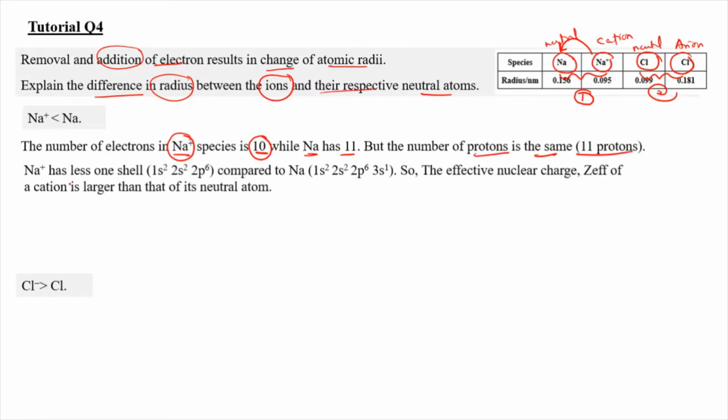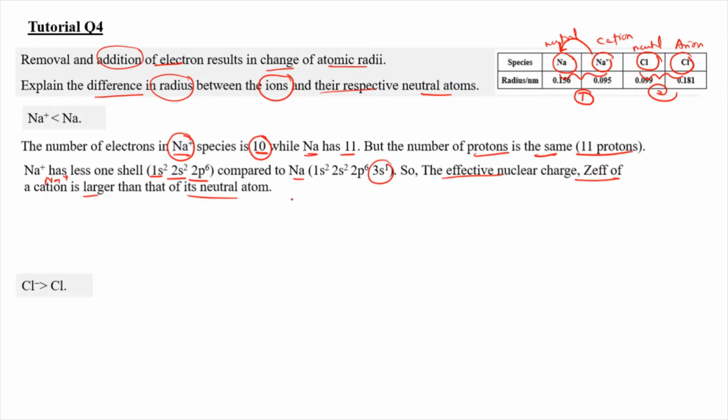Na plus will have one shell less, with the electronic configuration here of 1s2, 2s2, 2p6. Meanwhile, the sodium atom will have the electronic configuration of 1s2, 2s2, 2p6, and 3s1. So it's going to have an extra shell. Thus, you can say that the effective nuclear charge, or the Zeff, of a cation, which is the Na plus, is larger than that of its neutral atom.